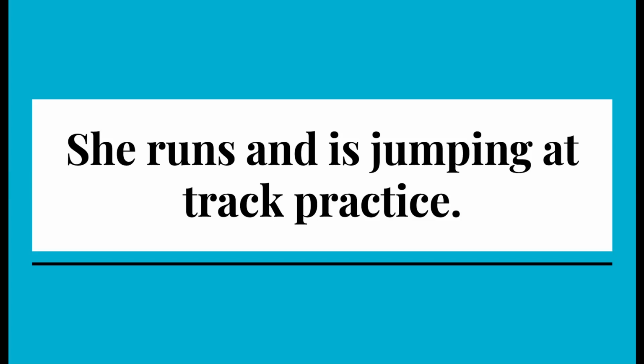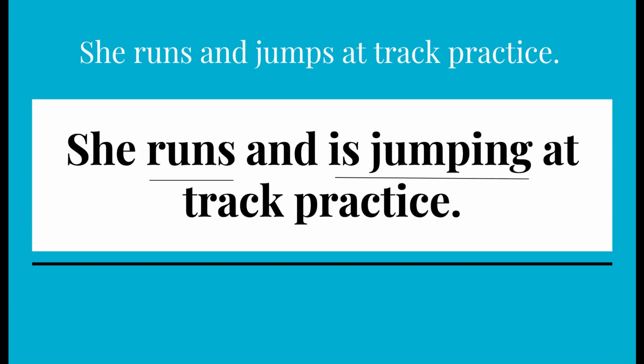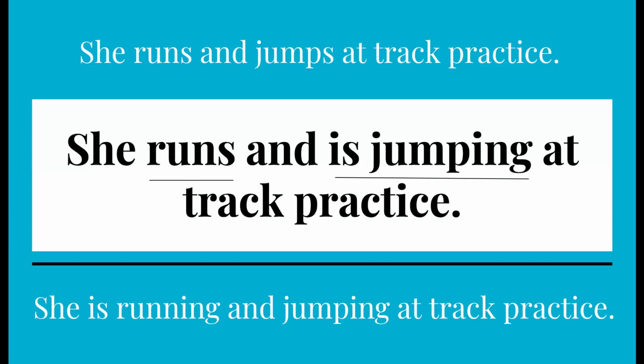Now to take a look at this sentence. What is off or not parallel in it? She runs and is jumping at track practice. If you guessed that runs and is jumping are not similar, you're right. To make this parallel, you either want it to be she runs and jumps at track practice, or she is running and jumping at track practice. Now here's something to note. I could also say she is running and is jumping. It's really just personal preference in that instance.